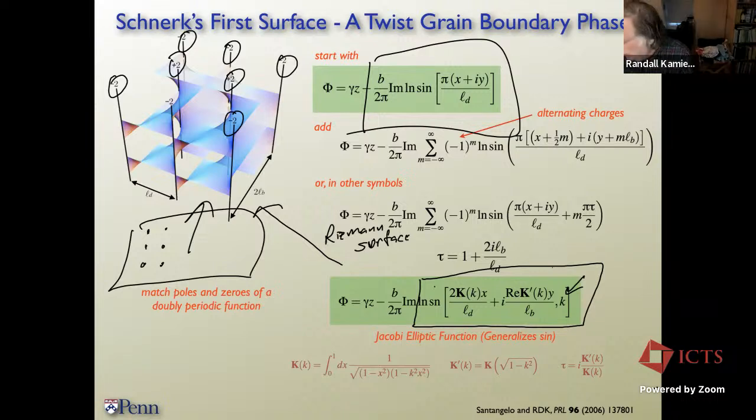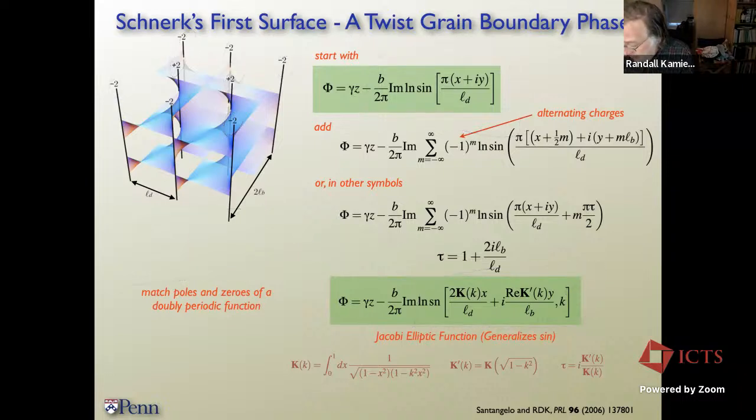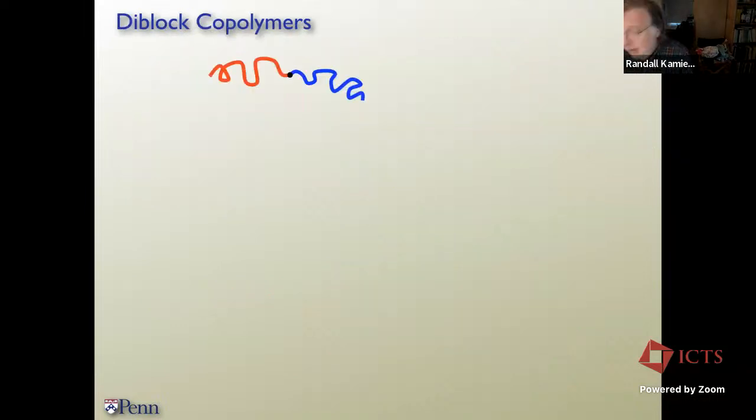Let me now switch to the other topic, the Diblock copolymer topic. Diblock copolymers have a very rich and long history, and are some of the best examples in nature of minimal surfaces, in particular the triply periodic ones. So what's the idea in a Diblock?